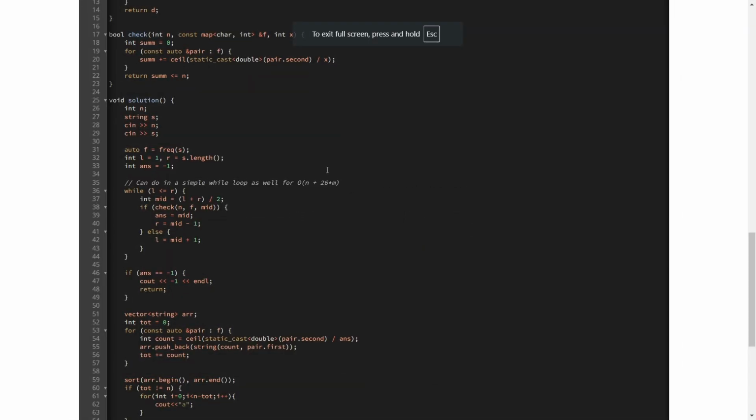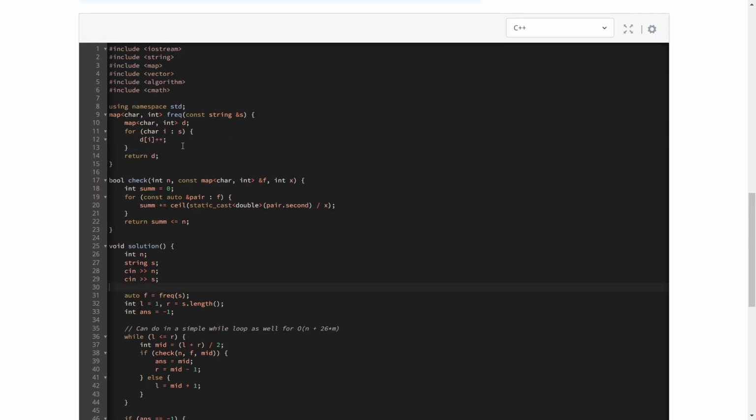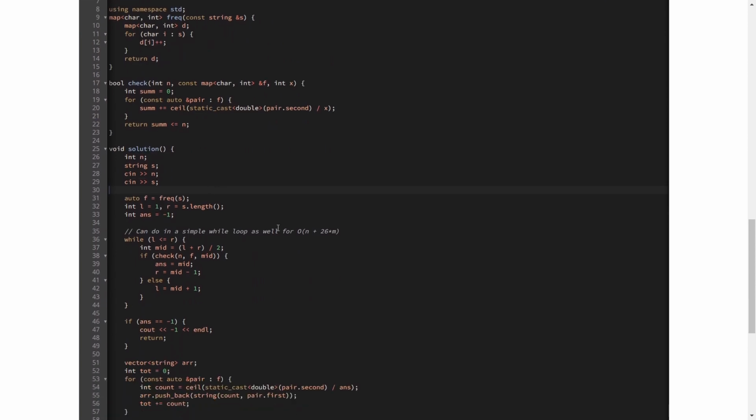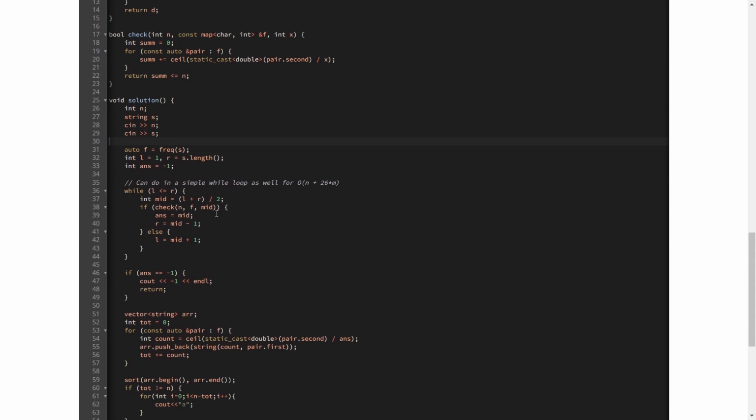So let's take a look at the C++ solution. Initially, just getting the inputs n and s, and after that, we are calculating the frequency of each character in s, just using a hash map for this. You can even use an array of size 26. And I'll show you the binary search solution.